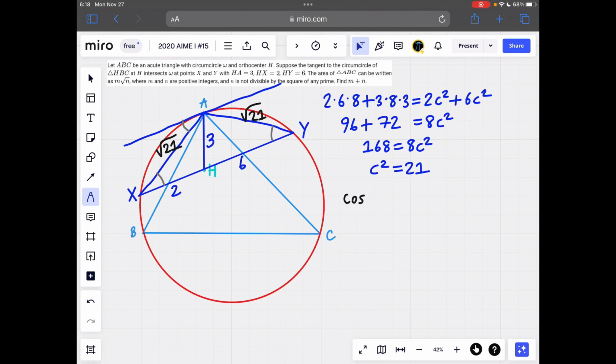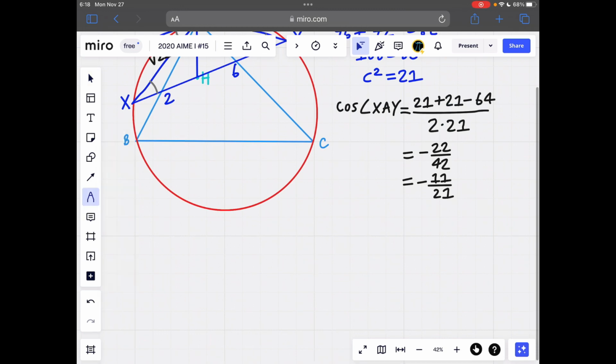We have the cosine of angle XAY is equal to root 21 squared, 21, plus root 21 squared, minus XY squared, which is 8 squared or 64, over 2 times root 21 times root 21. And that's 2 times 21, which is 42. So this is equal to 42 minus 64, negative 22 over 2 times 21. So negative 22 over 42, which is negative 11 over 21.